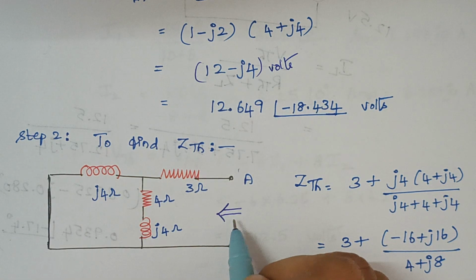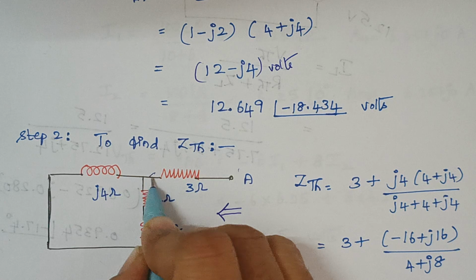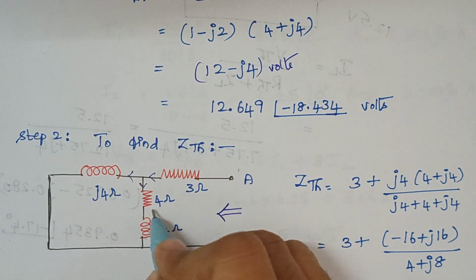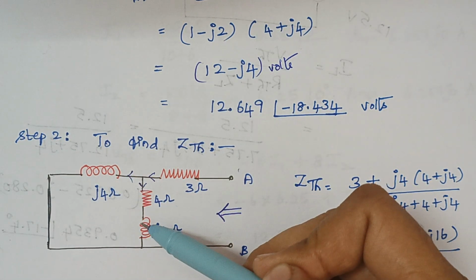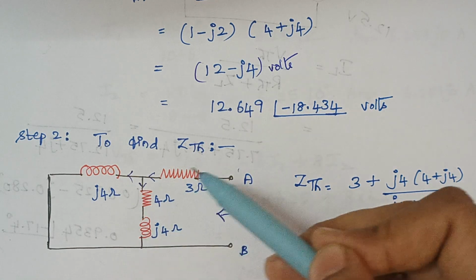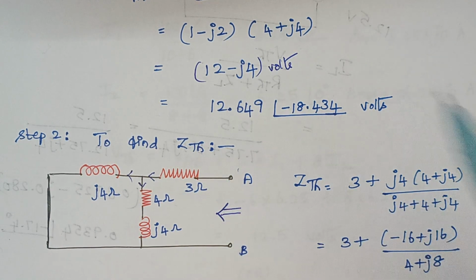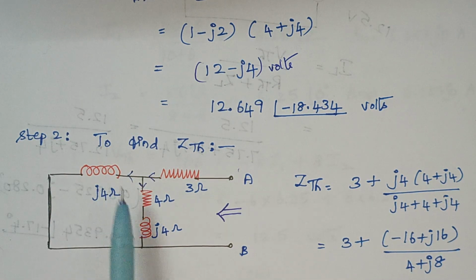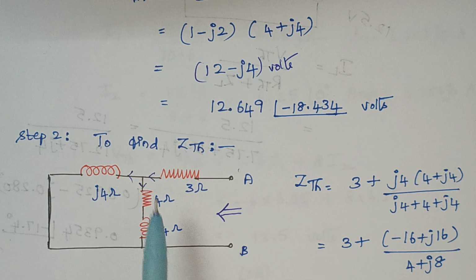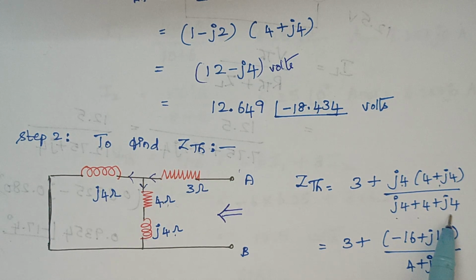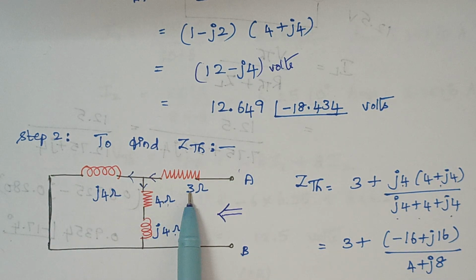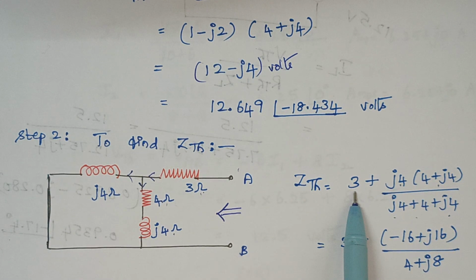For example, when a current flows through this, the current gets divided into two. When the current gets divided, that means these two branches are in parallel, and this combination comes in series with this 3 ohm. When these two are in parallel, the formula is Z1 into Z2 divided by Z1 plus Z2. Here Z1 is J4 and Z2 is 4 plus J4. So Z1 into Z2 divided by Z1 plus Z2, and this combination comes in series with this 3 ohm. Therefore, here comes 3.